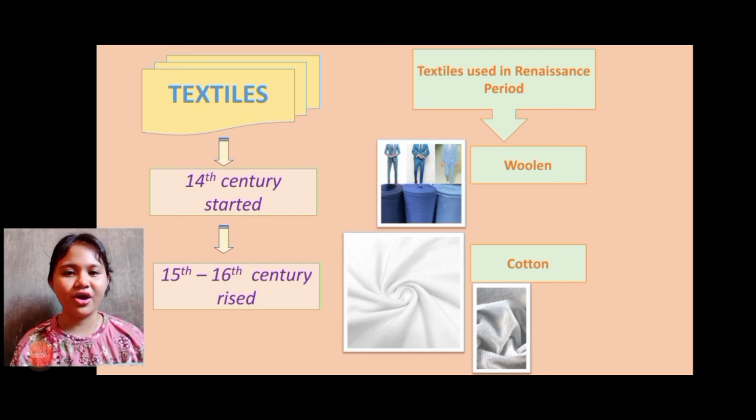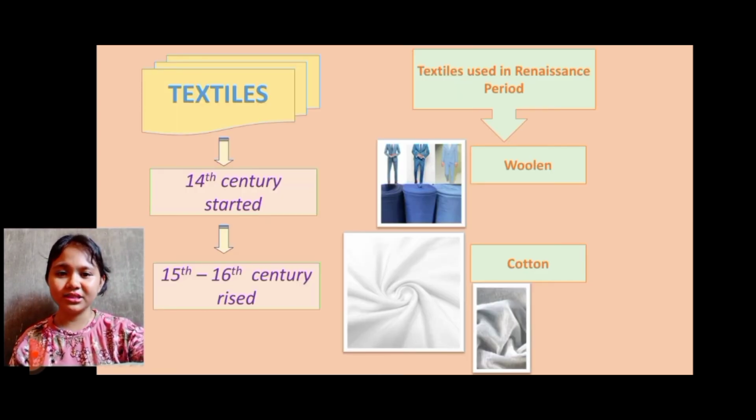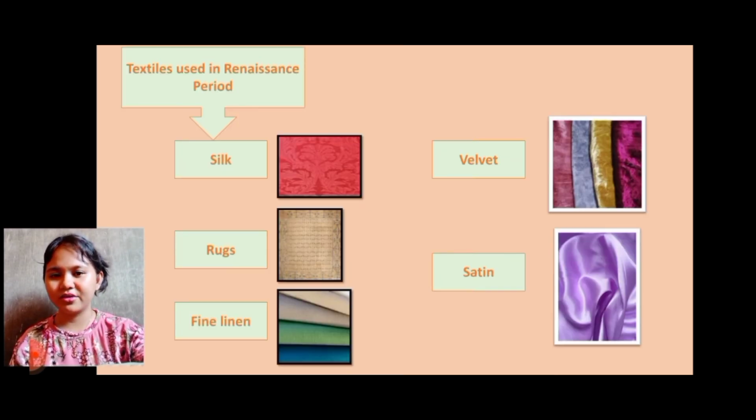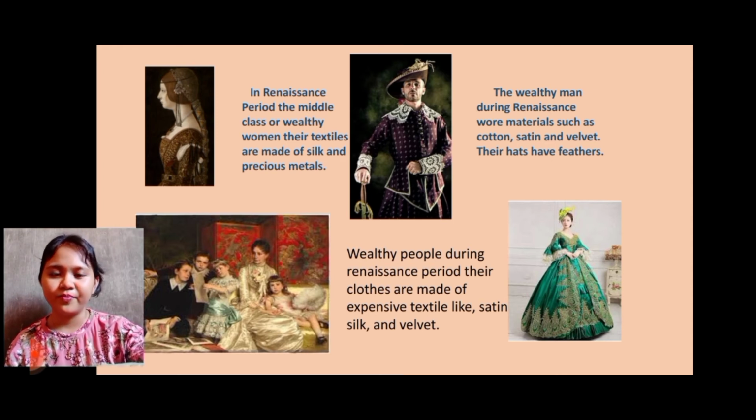Textiles in Renaissance era was started at 14th century, but the rising of Italian textiles was started at 15th to 16th century. The textiles that they produced are woolen, cotton, silk, rugs, fine linen, velvet, and satin. Woolen is known from England for its high quality, while cotton, silk, and rugs from East Europe. In Renaissance era, only wealthy people can afford the expensive textiles like satin, velvet, and silk.